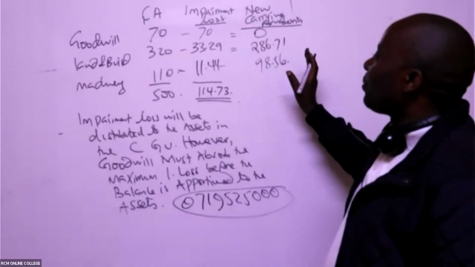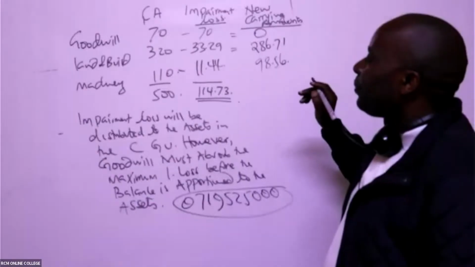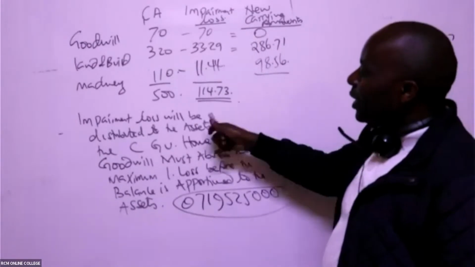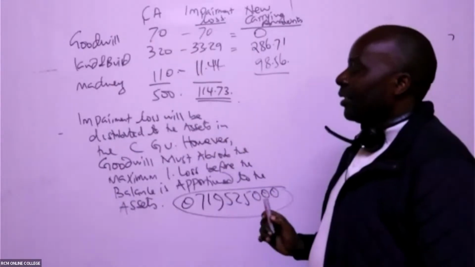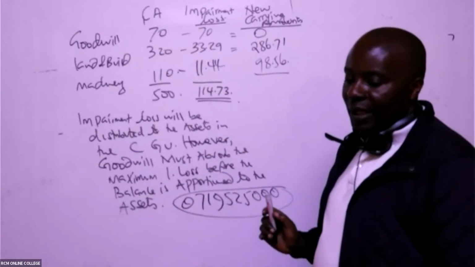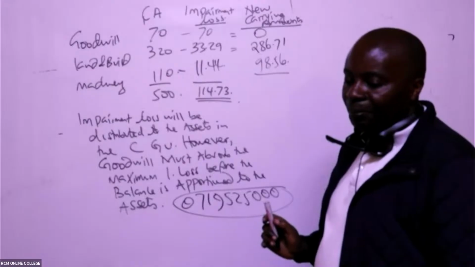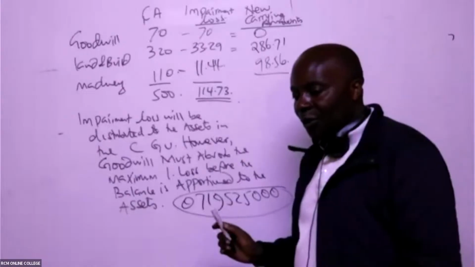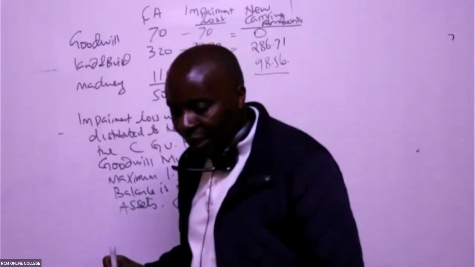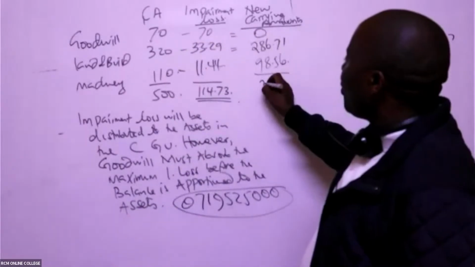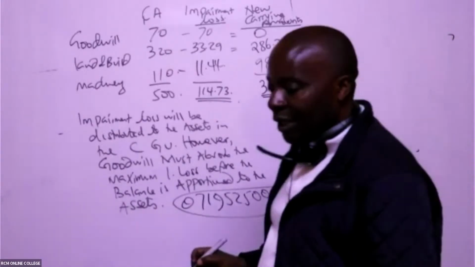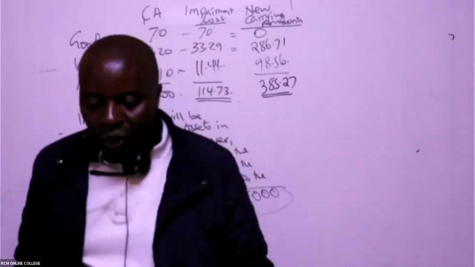Thank you very much. Great. And of course, if you wish, you can add this, which will be the same as this minus this. What value does that give us? 385.27.